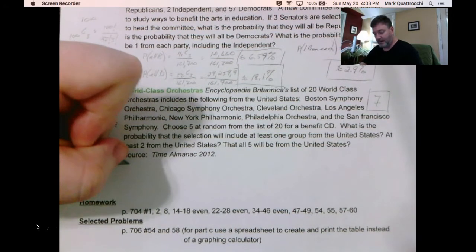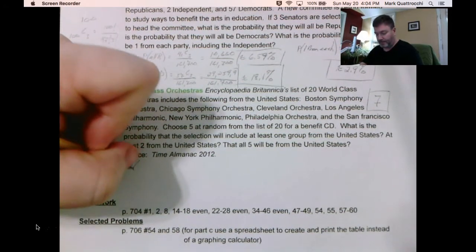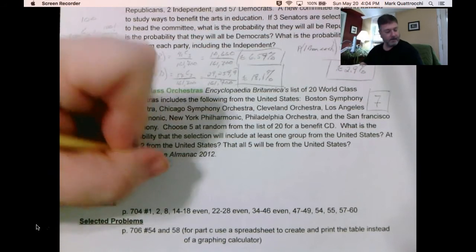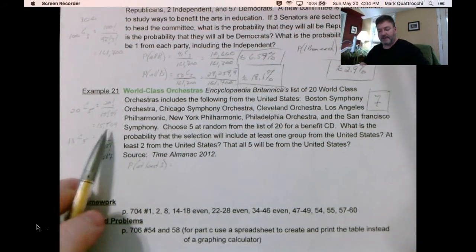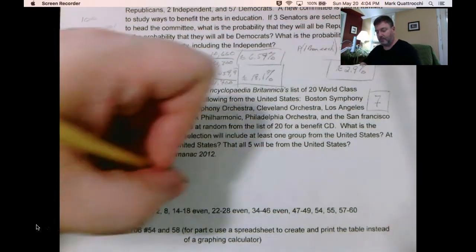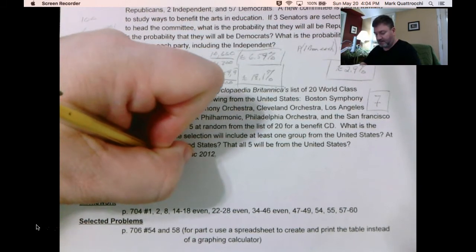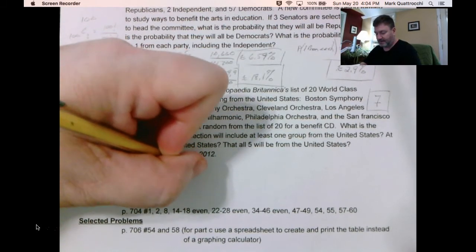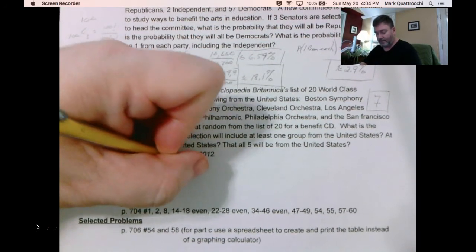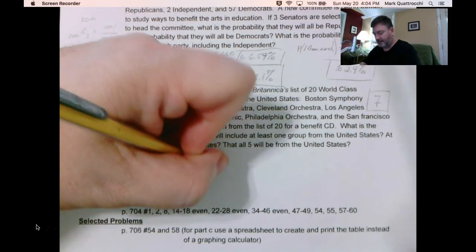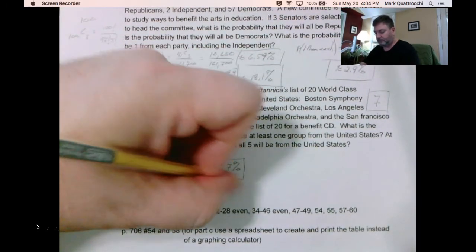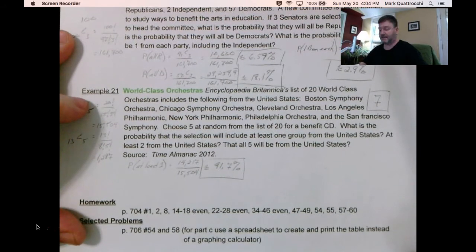Well, we want the probability of at least one. So that probability is the 15,504 minus the 1,287 possible. So we now have 14,217 out of the 15,504, which is approximately 91.7% chance that at least one is from the United States.